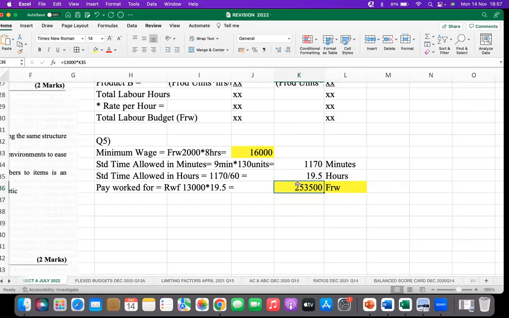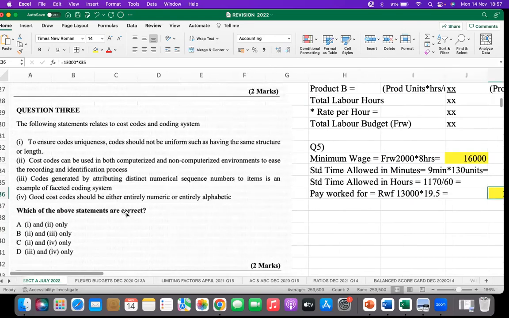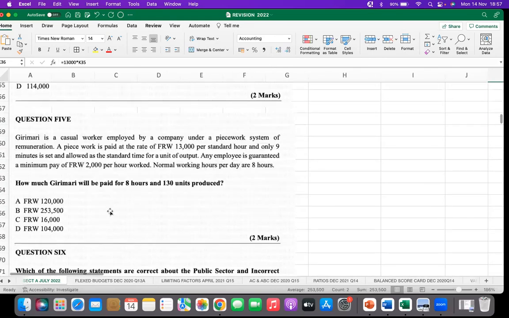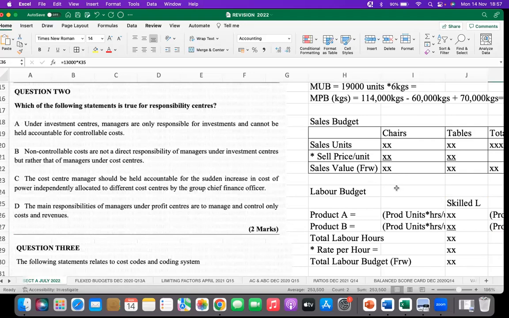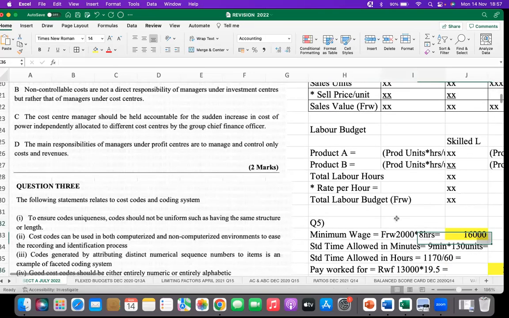But if that amount happened to have been less than the minimum, say 15,000, he would have received 16,000. So what will he receive? He will receive 253,500 because he exceeded the minimum wage. Do we have 253,500? Yes. Question 5, the answer is B.